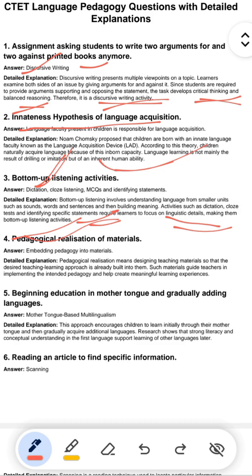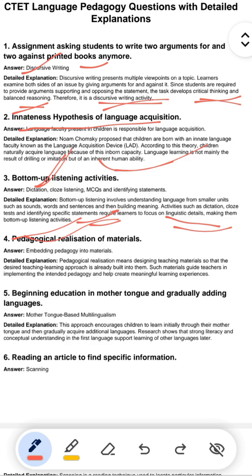Cloze listening is actually where a paragraph is given to students with some blanks left in it, and they have to listen to an audio recording and answer according to their understanding, based on the listening comprehension they have just done. That is actually cloze listening. MCQs you already know: there would be 4 options and 1 question, and you have to choose the best option out of those 4. And identifying statements is the next level.